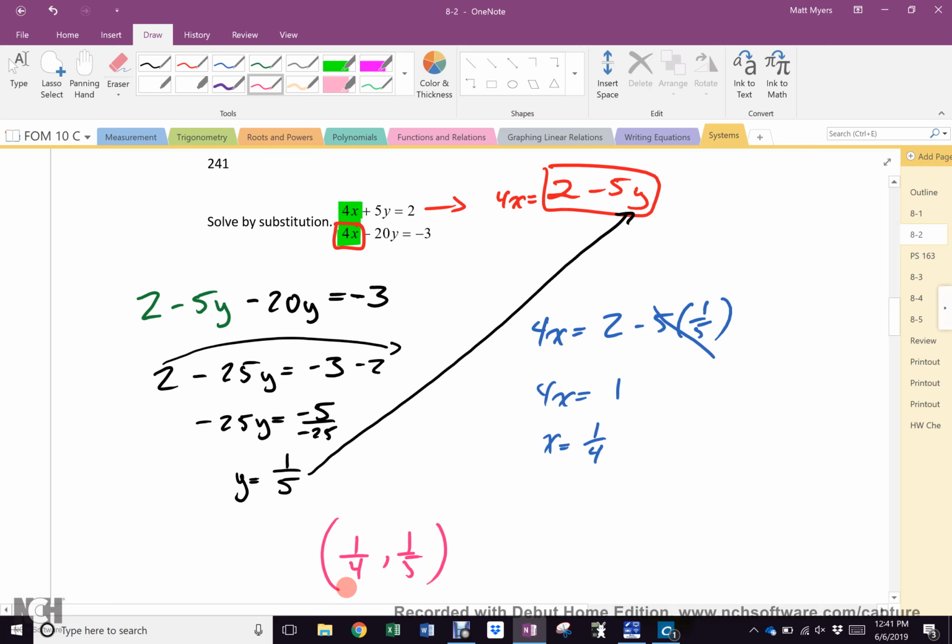Kid, did you do it right? How do we check? Plugging it into which equation, Prab? Anyone we want, but which one would we use? Which one is set up very perfectly to get rid of a 4 and a 5? The first one. Because what is 4 times 1/4? 1. What is 5 times 1/5? 1. What is 1 plus 1? 2. Does it need to be 2? Yeah. Kid, did we do it right? Sure. Excellent. Everybody cool?